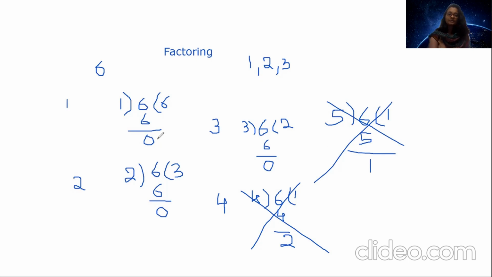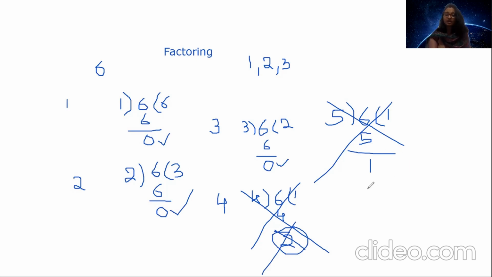Only when the remainder is 0, I can call it a factor. When the remainder is not 0, I cannot call it a factor. 4 is not a factor. 5 is not a factor.